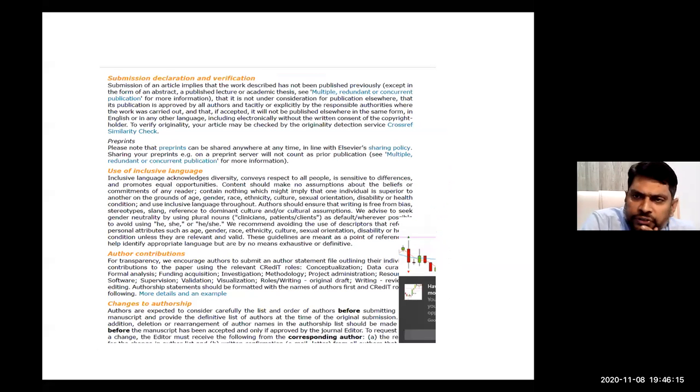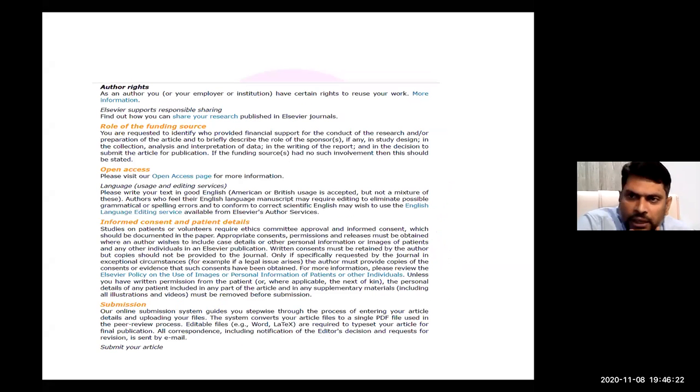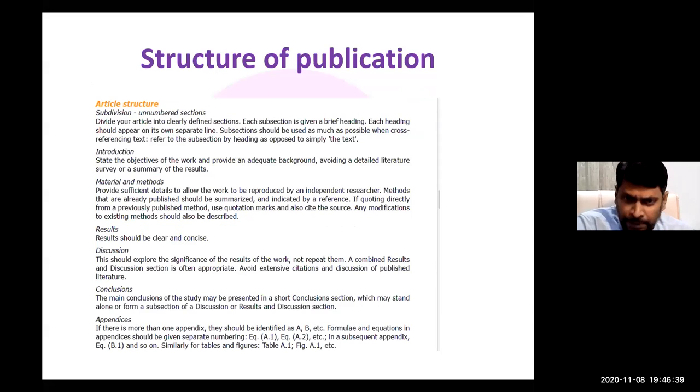As an author, you have certain rights. You can always share it with your peers. You can download them. You are entitled to get an original copy from the journal's editorial board, and you can access it whenever you wish. And as I told you, the structure of publication is what you essentially do in your thesis: introduction of the topic and all that. Then the submission and post-submission process.